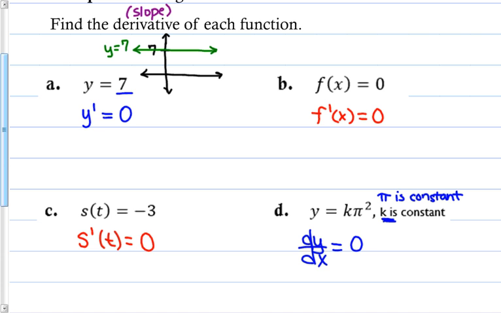Notice I use proper notation for all of them. When you have y, you can use y prime, or you can use dy dx. Okay, so y prime or dy dx. For f, a function that is f of x, f prime of x works. And for c, I had a function called s of t, s prime of t. You have to write it this way.